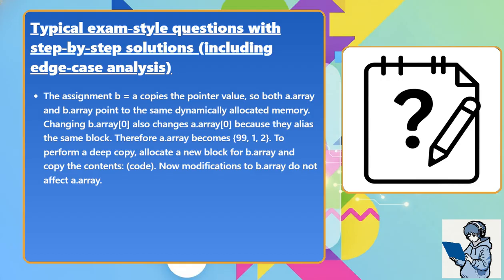To perform a deep copy, allocate a new block for b.array and copy the contents, for example using malloc for 3 integers and memcpy to transfer the data. After this, modifications to b.array no longer affect a.array.